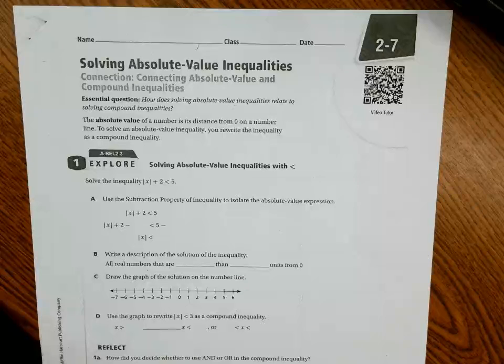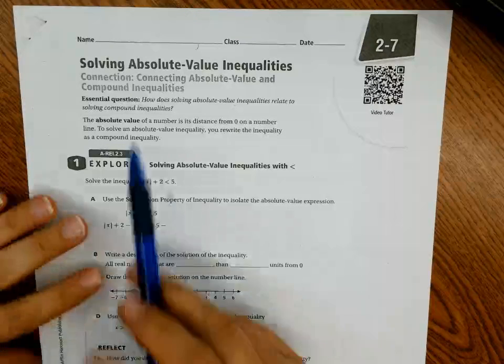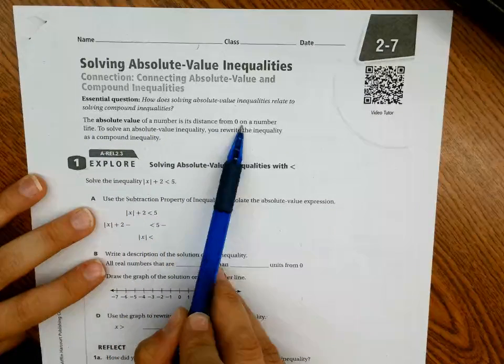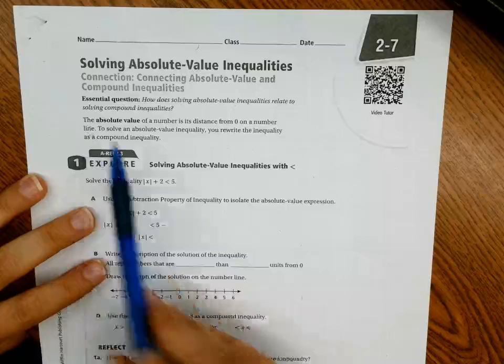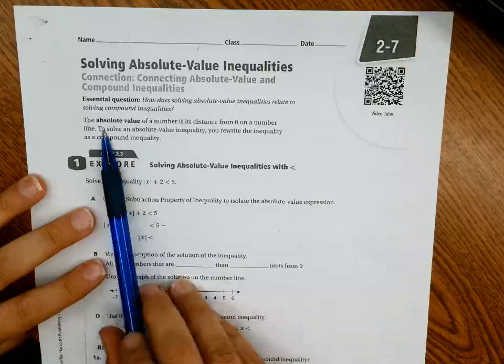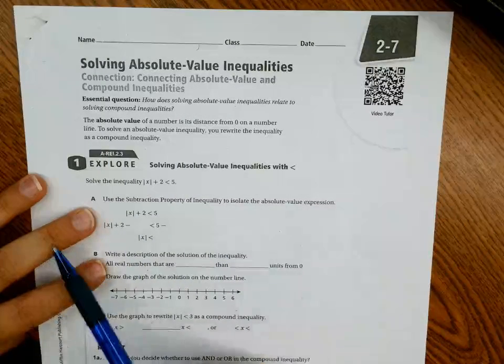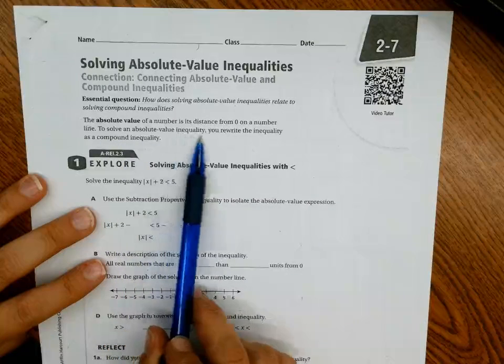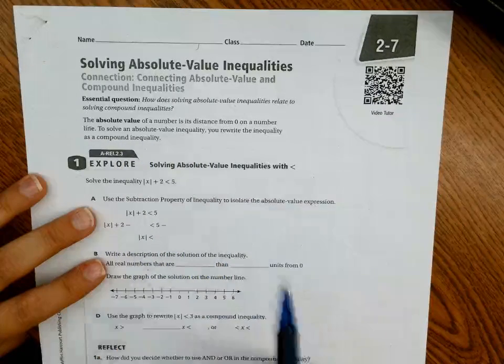Today's lesson is 2-7, solving absolute value inequalities. The absolute value of a number is the distance from 0 on a number line. The absolute value is always the distance that number is from 0 on a number line, so it is always positive because distance is always positive. To solve an absolute value inequality, you rewrite the inequality as a compound inequality.